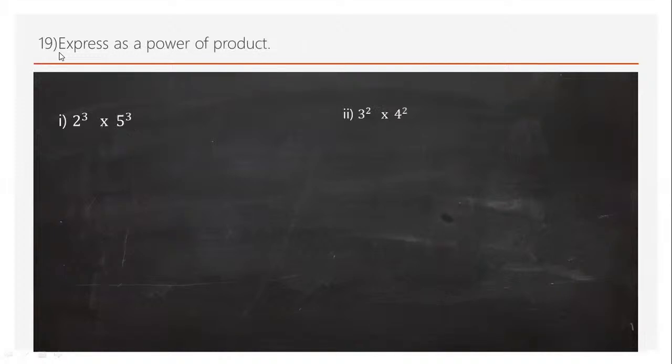Express as a power of product. 2 to the power 3 into 5 to the power 3 here. Then we can write, indices are the same, 2 times 5 to the power 3. Next one, 3 to the power 2 into 4 to the power 2. Then 3 into 4 to the power 2.